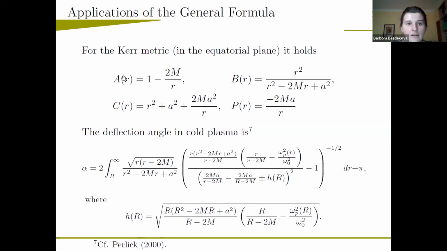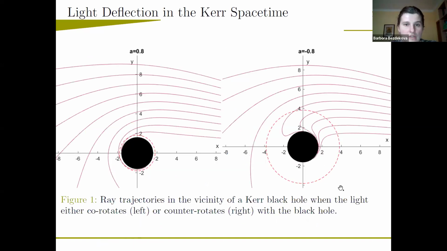In the equatorial plane, the functions a, b, c, and p entered in the metric. They look like that. If I plug them into the deflection angle formula, which is here, and I assume that the medium is cold plasma, then I am able to reproduce the results which were obtained by a different method in this monograph. So everything works, it is fine. And I would also like to slightly touch on this dependence of these two signs, which is here.